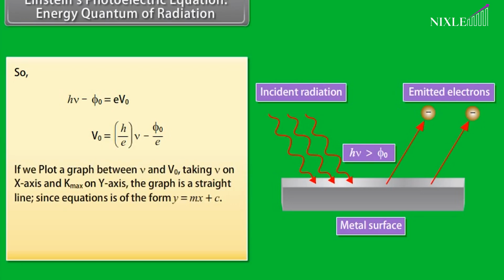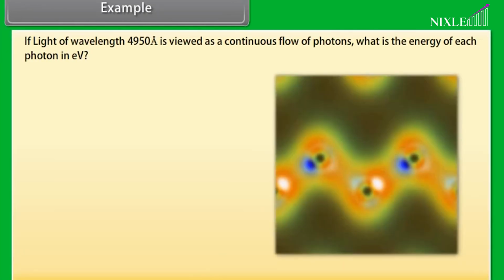Example: if light of wavelength 4950 angstrom is viewed as a continuous flow of photons, what is the energy of each photon in eV? Given Planck's constant h as 6.6 into 10 raised to the power minus 34 joule second. Solution: the energy of a photon can be found by E equals h nu, E equals hc by lambda. Name it as equation 1. c is the speed of light, which is 3 into 10 raised to the power 8 meter per second.